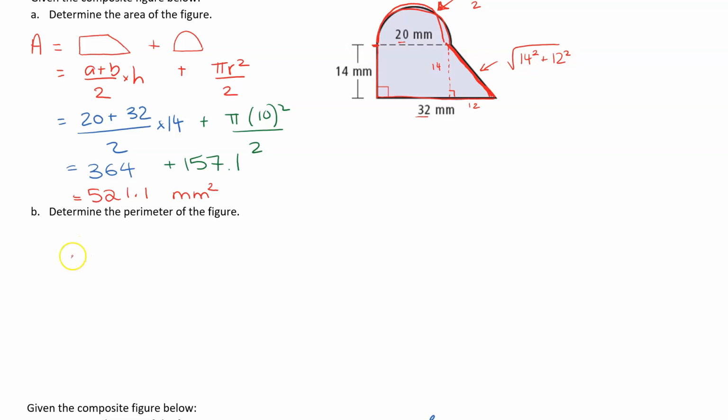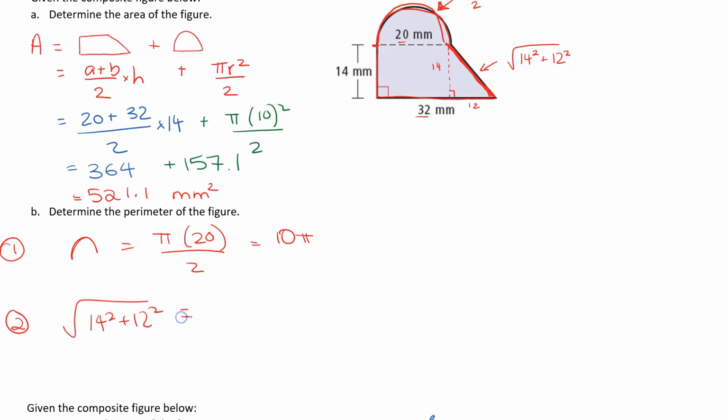For the semicircle bit, I need to do pi times the diameter, which is 20, divided by 2, which would be 10 pi. And then to work out that other missing side, here's one length that I need, here's another length that I need, that would be the square root of 14 squared plus 12 squared, which equals 18.4.